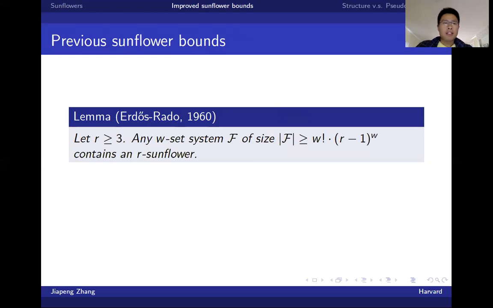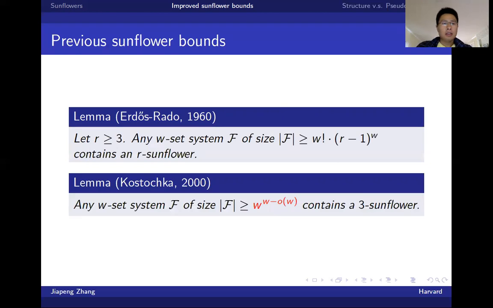Let me first remind you the Erdős–Rado sunflower lemma: for any r, any w-set system of size w factorial times (r minus 1) to the w contains an r-sunflower. Then before our result, what was the best result? It is the result proved by Rao in 2000. He proved any w-set system of size w to the w minus little o(w) contains a 3-sunflower.